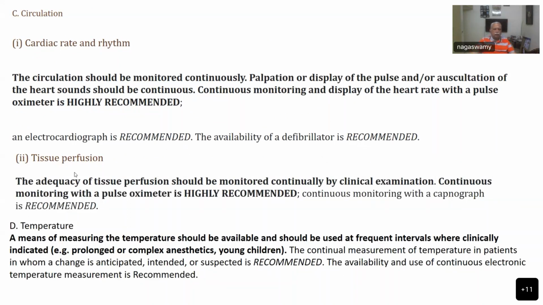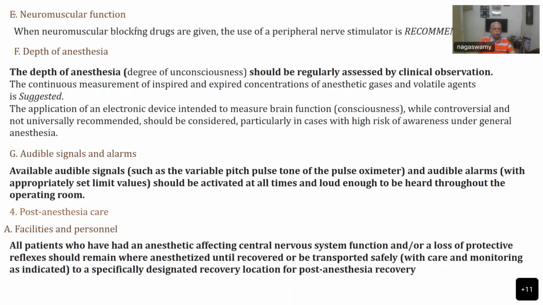And coming to tissue perfusion, of course, continuous monitoring of capnography and pulse oximetry, temperature, all these things are recommendations. And neuromuscular function: using a nerve stimulator is a recommendation. Depth of anesthesia monitoring is only a suggestion. It is not that it should always be available. And the electronic devices and audible signals and alarms should be able to function correctly, and they should be activated and kept on. They should not be silenced.